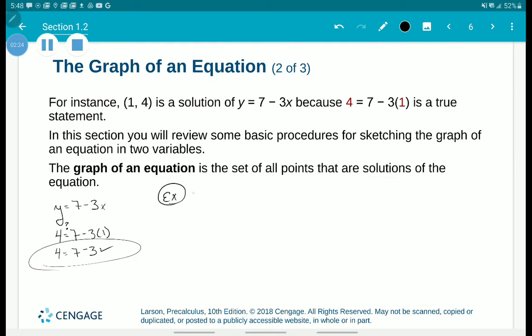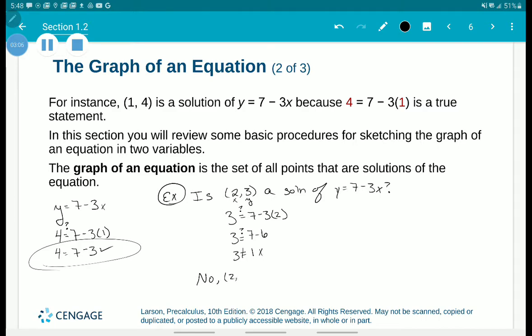Let's look at another example. Is (2, 3) a solution of the equation? Now I'm going to use the same equation. To figure out whether or not it's a solution, we're just going to substitute in everything we know. We know that our y value is going to be 3. So we're asking, is 3 equal to 7 minus 3 times x, and our x is 2? So is 3 equal to 7 minus 6? And we know that no, that's not going to be equal. So we would say no, (2, 3) is not a solution.